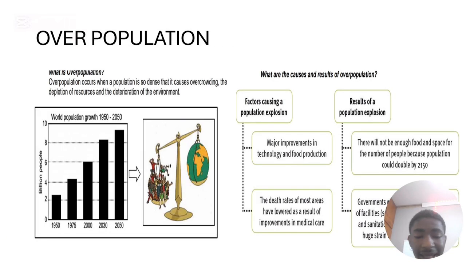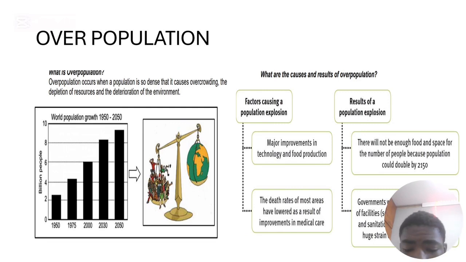So the eighth slide speaks about overpopulation. What is overpopulation? Overpopulation occurs when a population is so dense that it results in overcrowding, the depletion of resources, and degradation of the environment. So this one, you can't complicate things. You can just say overpopulation is when there's overcrowding in the country. That's all you can just say, because why would you complicate things and lose marks, right? That's what you need to know.